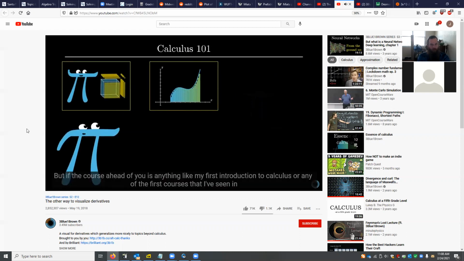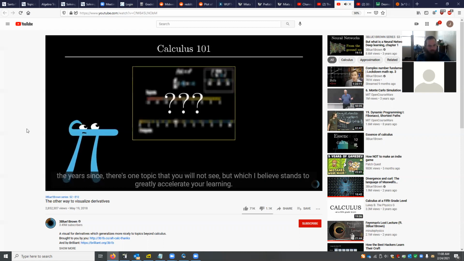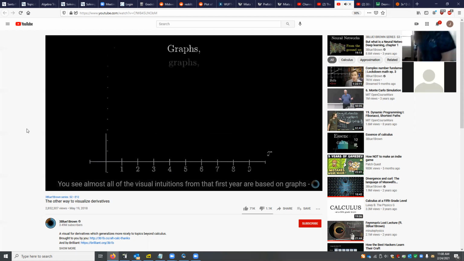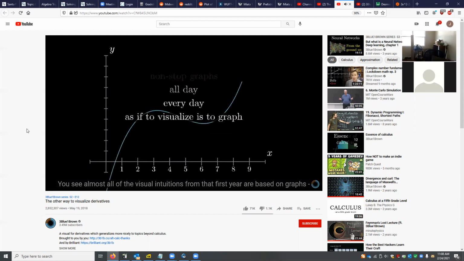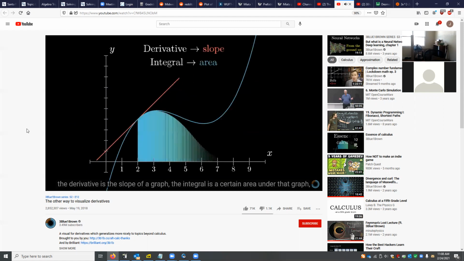But if the course ahead of you is anything like my first introduction to calculus, or any of the first courses that I've seen in the years since, there's one topic that you will not see, but which I believe stands to greatly accelerate your learning. You see, almost all of the visual intuitions from that first year are based on graphs. The derivative is the slope of a graph, the integral is a certain area under that graph.